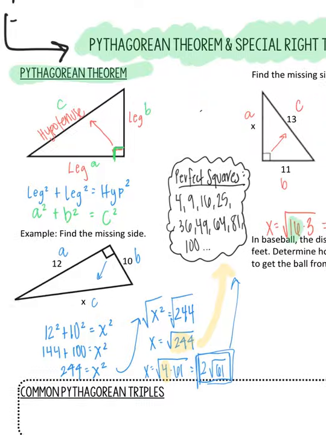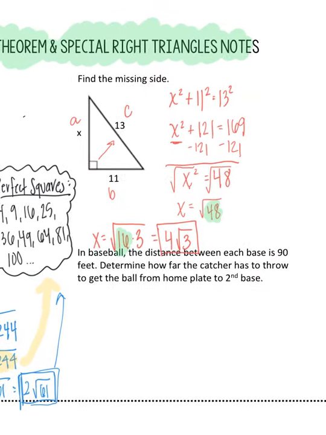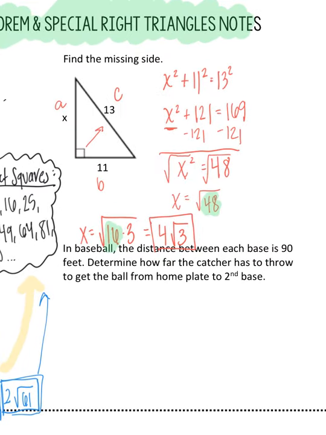Let's go over and take this Pythagorean theorem to a word problem type setting. If you're taking these notes by hand, you do not need to write this entire word problem down. I just want to make sure that you get the part that I'm writing down on your sheet. So let's see here. They tell us in baseball the distance between each base is 90 feet. Determine how far the catcher has to throw to get the ball from home plate to second base.